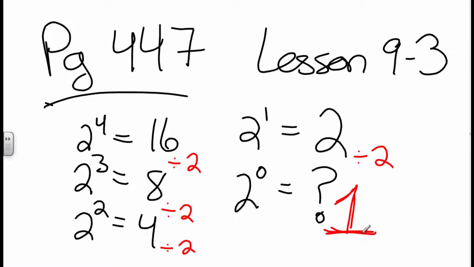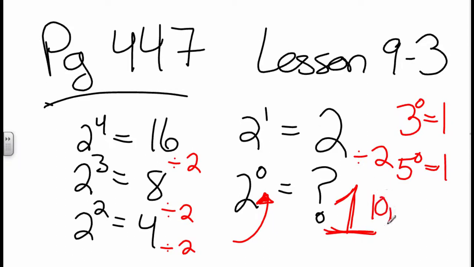Now, this actually leads to a much bigger idea. The bigger idea is this: any number raised to the 0 power will always be 1, no matter what. If it was 3 to the 0 power, 1. 5 to the 0 power, 1. 10,000 to the 0 power, 1. It doesn't matter. You raise anything to the 0 power, and the only number it can equal is 1.